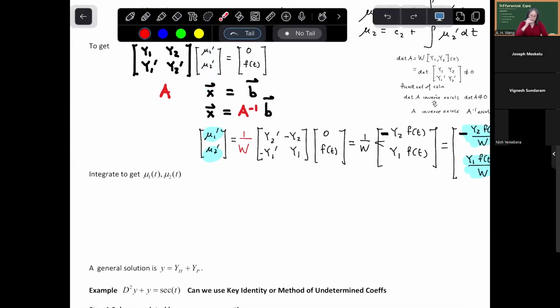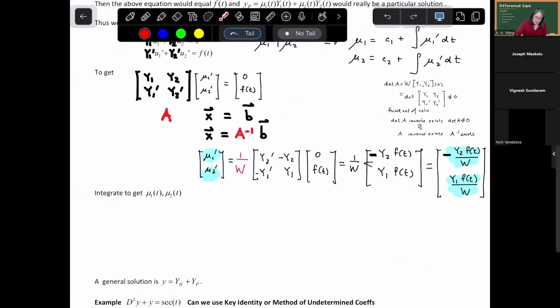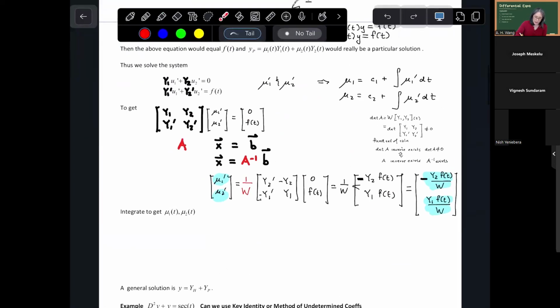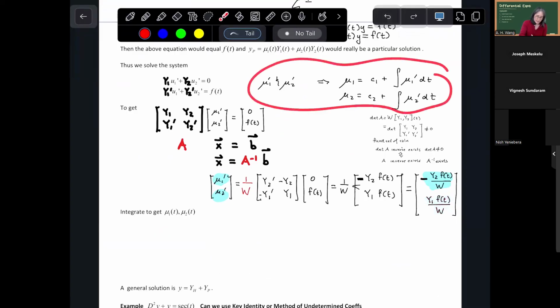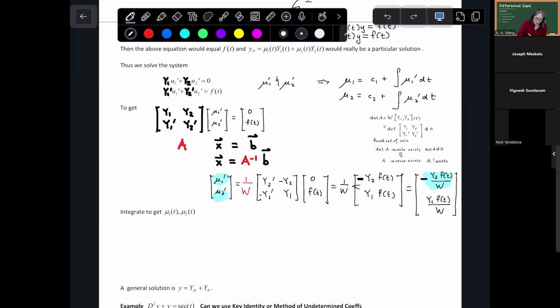Okay, so we're going to integrate. Once you have that, you're going to integrate. You integrate, so you have this. So your mu1, so keep your eye here. Writing it out now, the mu1 of t is c1, and then remember, you're going to integrate minus y2 f of t over W. You can memorize this formula. I just used the above process. And you can do this.